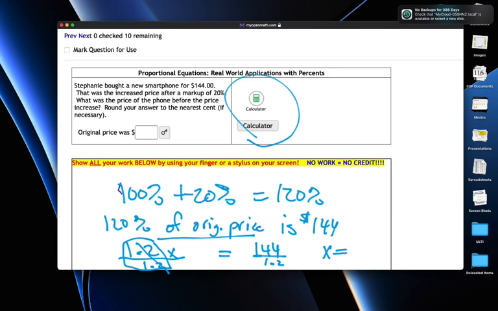So when we divide 144 divided by 1.2, that will be 120. So what that means is that the original price of this item was $120. In other words, if we take $120 and increase it by 20%, we will end up at $144.